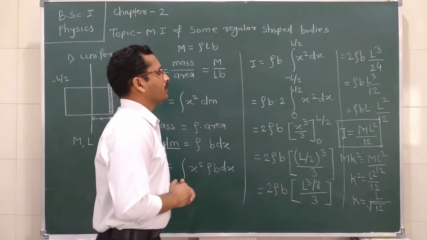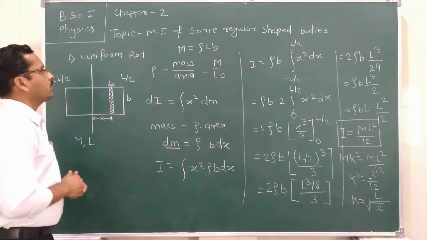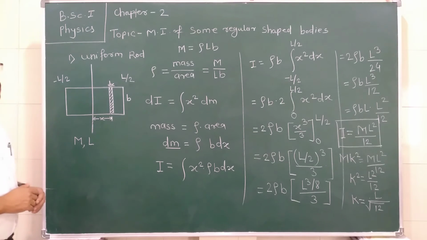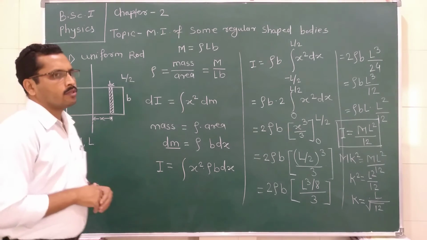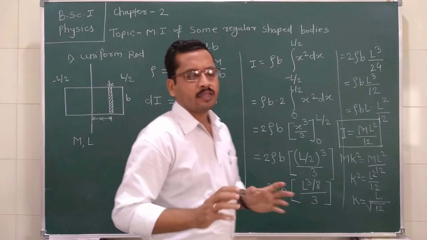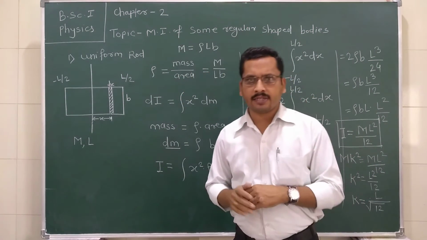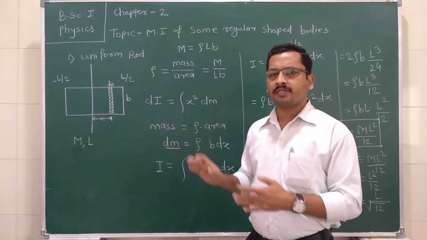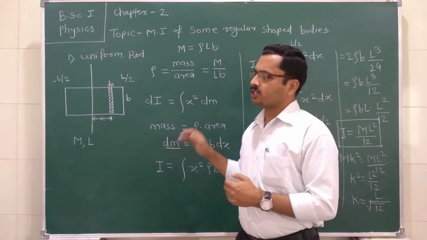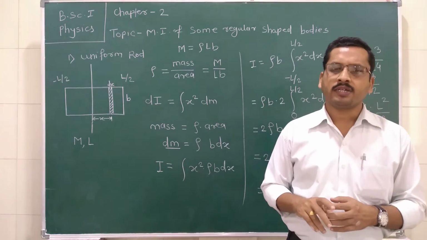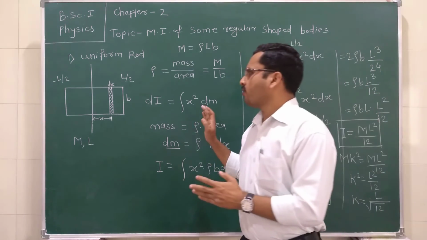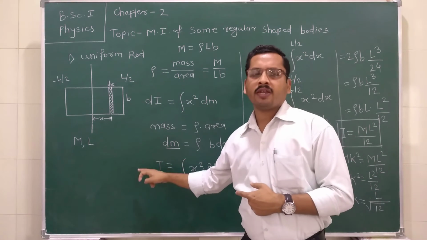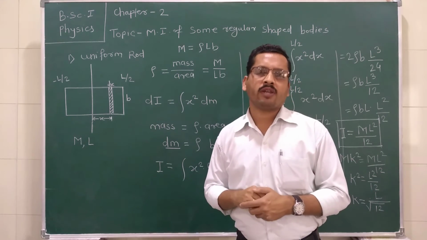So in this way we find out the moment of inertia of the uniform rod, and this moment of inertia is about the axis passing through the center. As we know, the moment of inertia depends upon the axis. So if the axis is changed, then the moment of inertia of the uniform rod also changes. So we are going to see what is the moment of inertia of the uniform rod when the axis is passing through one end.